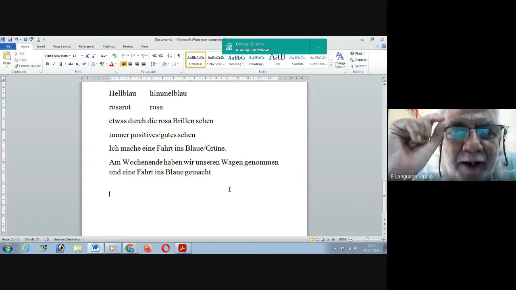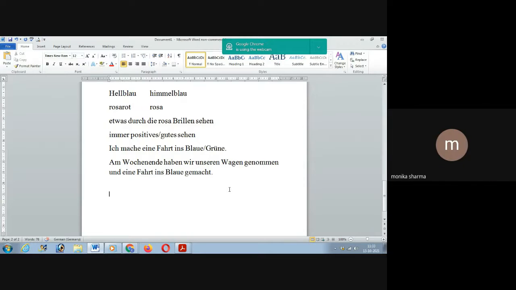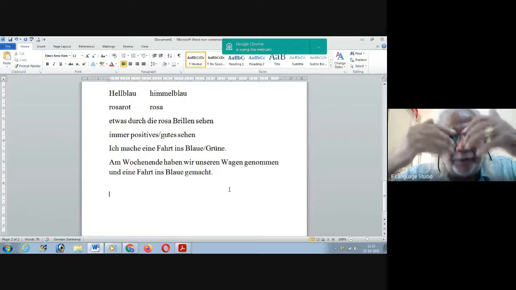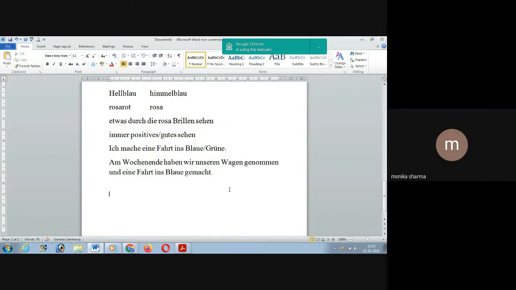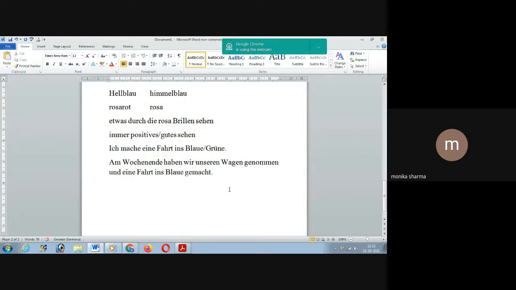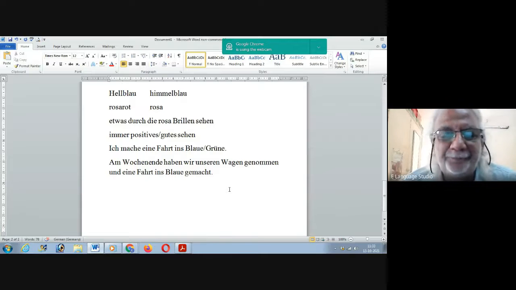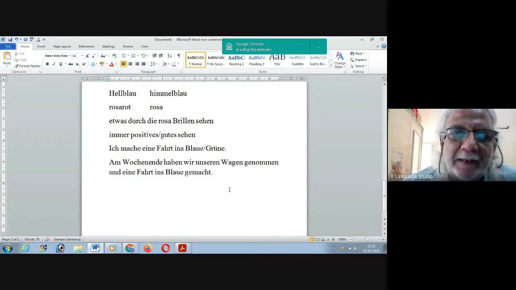Also, wir machen eine Fahrt ins Blaue, bedeutet, unser Ziel ist nicht fest. We don't have a particular place, we don't have an objective, we don't have a destination. We simply go into the blue. In colloquial English, we travel into the blue yonder. We just take the car and go into the blue yonder.